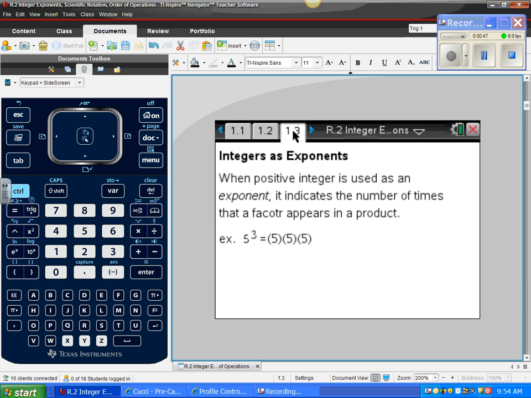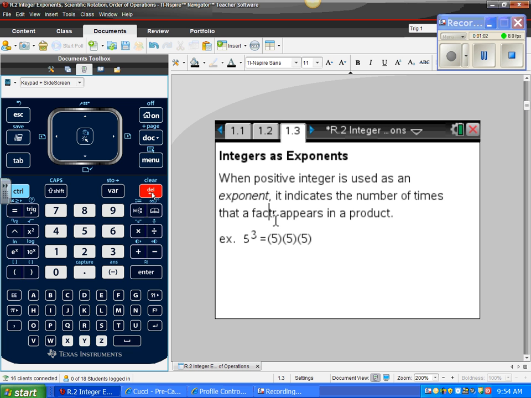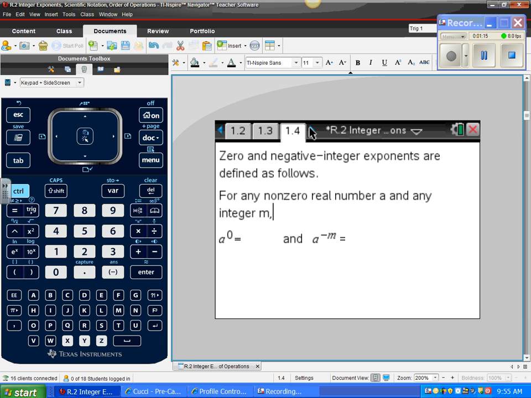All right, so integer exponents. When we're dealing with positive integers, we often use exponents. You guys are very familiar with exponents. It indicates the number of times that a factor, that should say factor, I apologize, must have gotten a little fast-fingered there, factor appears in a product. So if I have 5 cubed, what that means is 5 multiplied by itself 3 times: 5 times 5 times 5. No big surprise there. Okay?